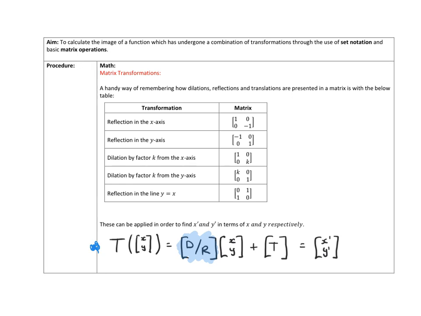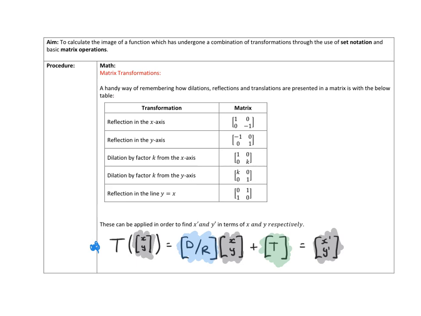Our x and y here are our variables, and we're saying that when we transform these variables, we'll end up with new ones, which we denote as x dash and y dash. Now we can find these new variables by first applying that dilation and any reflections at the same time, followed by adding our translation matrix. Now this one is a 2 by 1. So what do these look like?